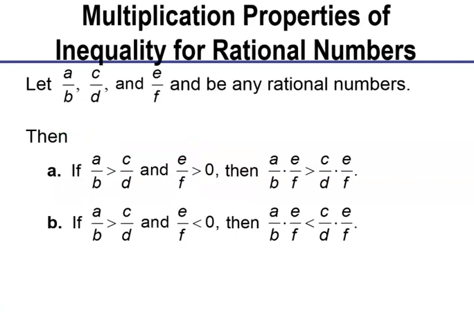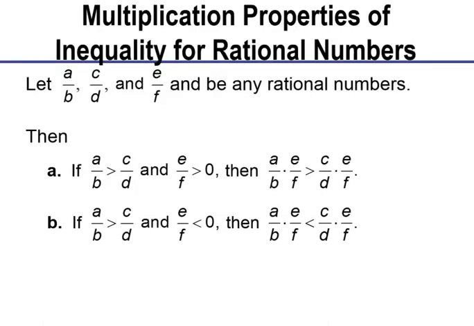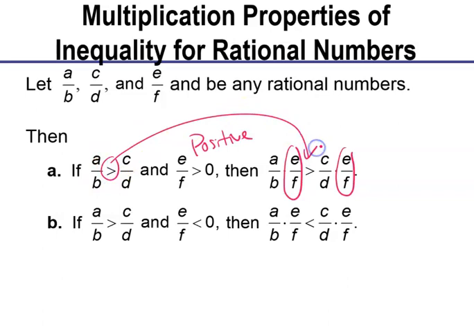All right. Now, here, this is if you're dealing with inequality. So notice the difference. So if you have an inequality, A over B is bigger than C over D. So the left-hand fraction is larger than the right-hand fraction. And E over F is a positive value. So I want you to make sure you realize that this fraction E over F is positive. Then what you can do is you can multiply both sides of the inequality by E over F, and look, the direction stays the same.